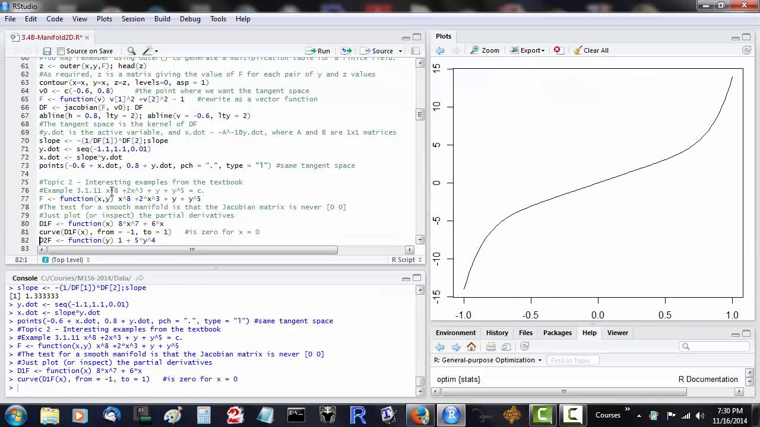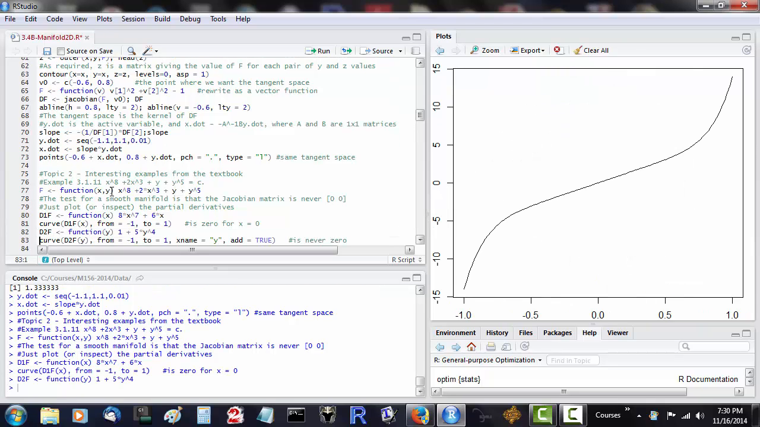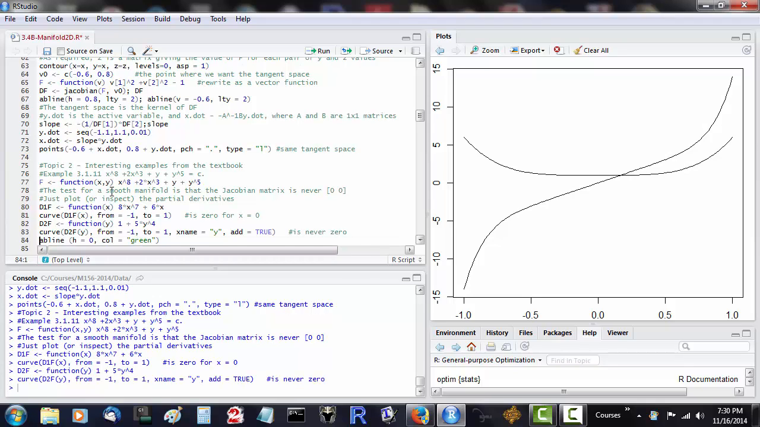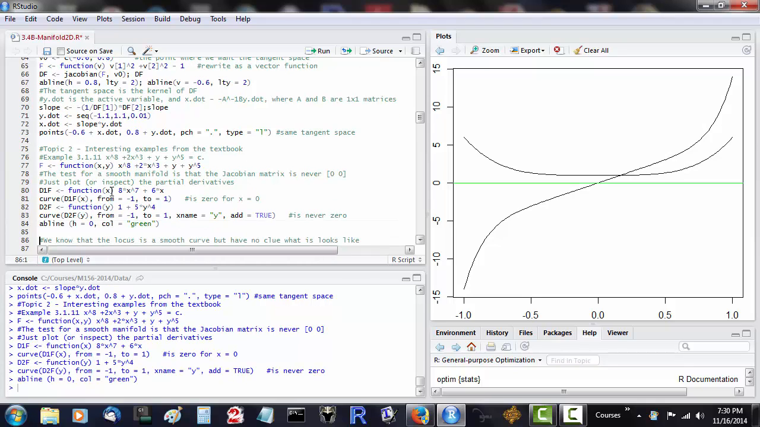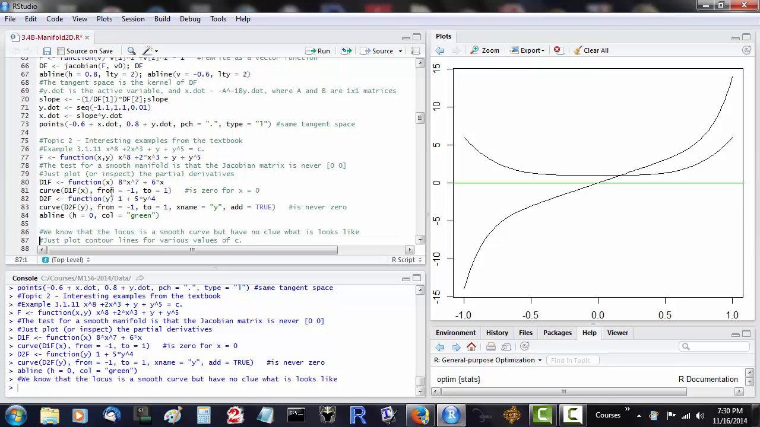There's the first partial derivative plotted. There's the second partial derivative plotted. There is a line at the value 0, and you can see there's no place that both those derivatives are simultaneously 0, so we can conclude that the locus of points that satisfy the equation f equals 0 is a smooth curve. We don't have a clue what it looks like, though.